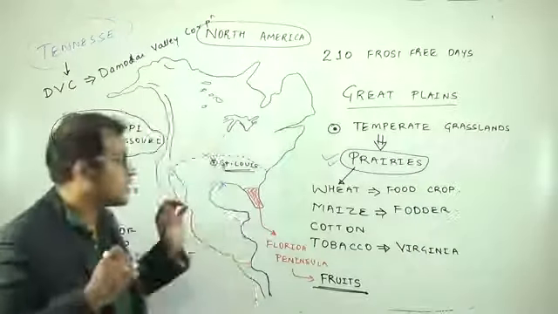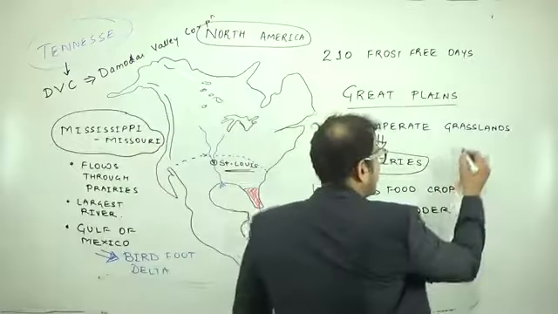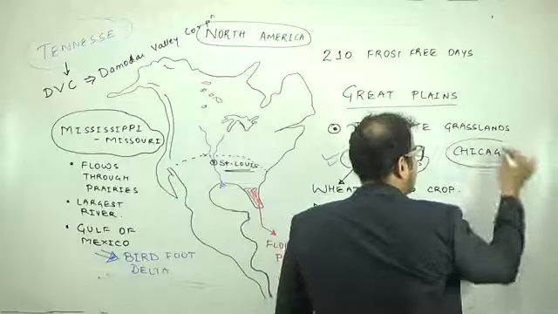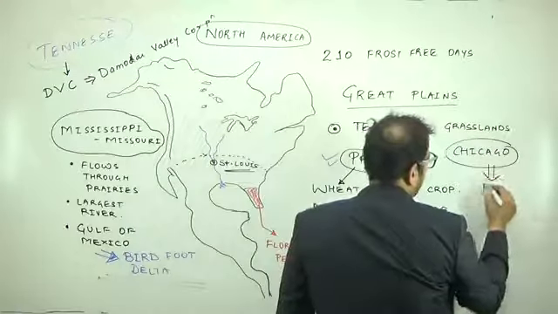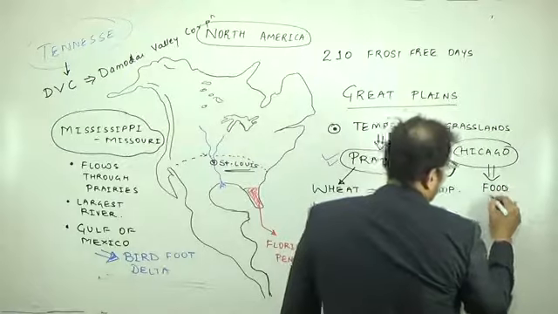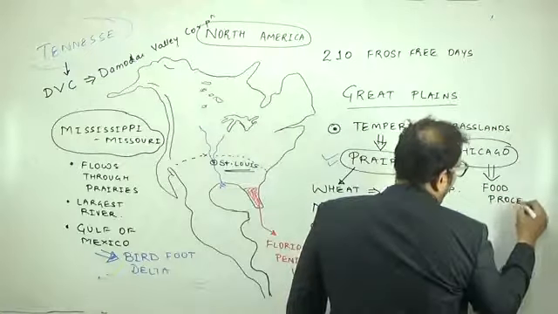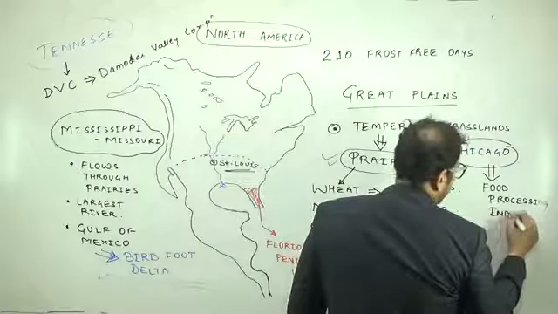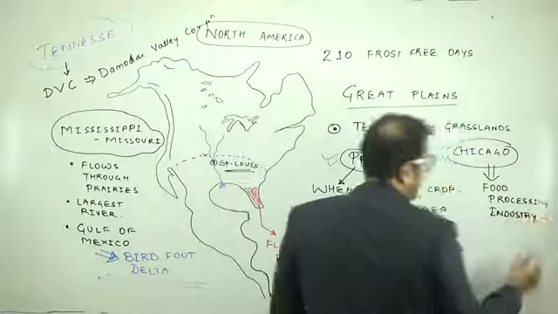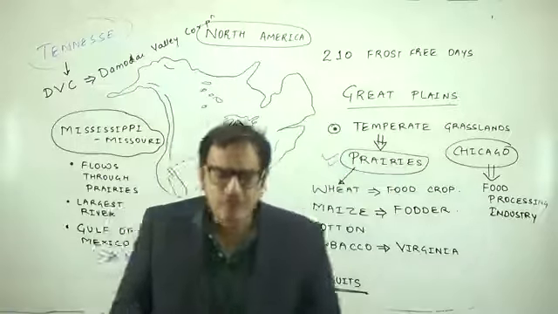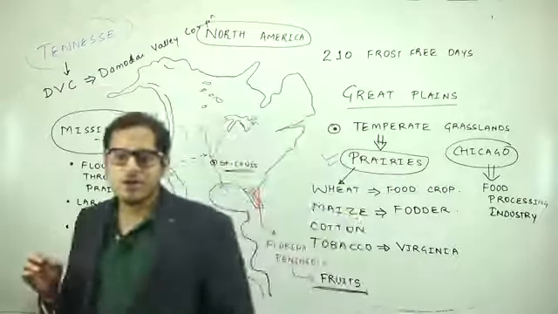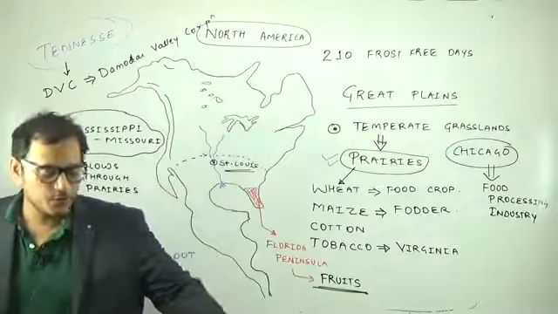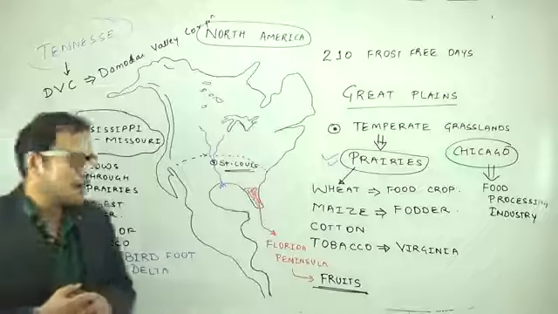The biggest center in this region is Chicago. So remember, Chicago is famous for the food processing industry. We already did earlier that Chicago is also famous for the railway terminals. It is also important for the food processing industry in this region.